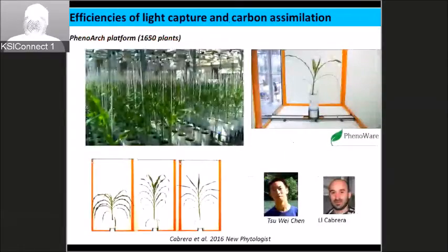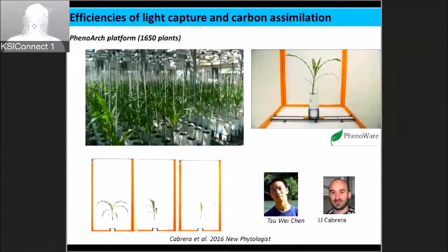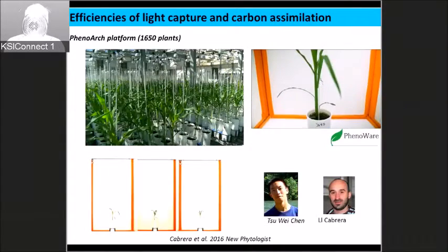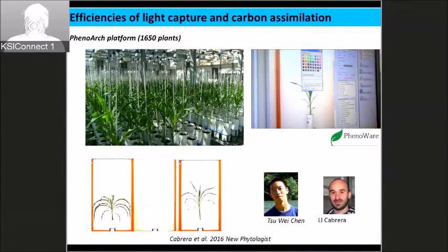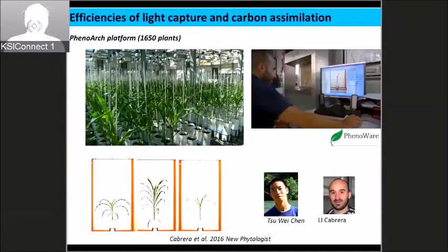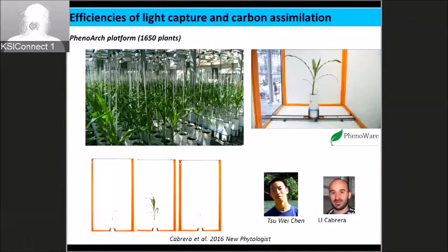So for the efficiency of light capture and carbon assimilation, we use another phenotyping platform. This platform is the PhenoArc platform, the same one which was used by Odd in the talk this morning. So we can measure 1,600 plants. The plants are moving on conveyors, and they are imaged in an imaging station from 1 to 4 times a day, with a picture from the top and 13 pictures in total from the side, from different angles. And then we can follow the growth of different plants, genotypes, etc., all over the crop cycle.